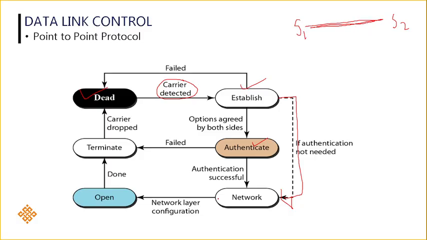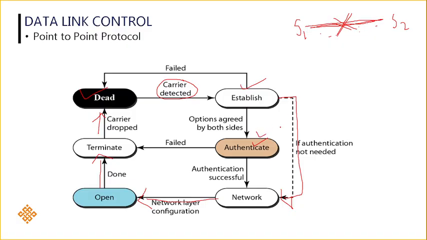Once the network is formed, then they can start sending the data by network layer configuration. Once the data transmission is completed, then the last stage they can go for termination, meaning closing the connection. Once the connection is closed, then the link will be closed. That is, the carrier is dropped.